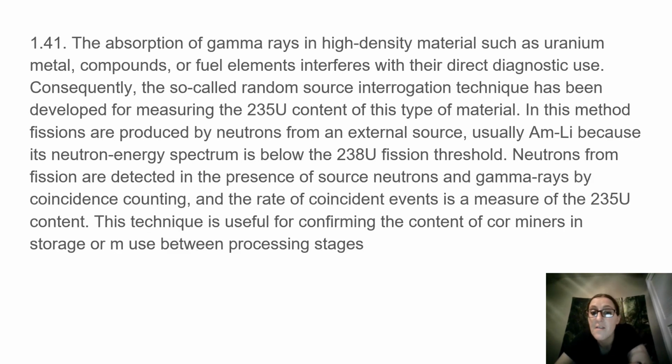The absorption of gamma rays in high-density materials such as uranium metal, compounds, or fuel elements interferes with their direct diagnostic use. Consequently, the so-called random source interrogation technique has been developed for measuring the uranium-235 content of this type of material. In this method, fissions are produced by neutrons from an external source, usually AmLi, because its neutron energy spectrum is below the uranium-238 fission threshold. Neutrons from fission are detected in the presence of source neutrons and gamma rays by coincidence counting, and the rate of coincident events is a measure of the uranium-235 content. This technique is useful for confirming the content of core miners in storage or use between processing stages.